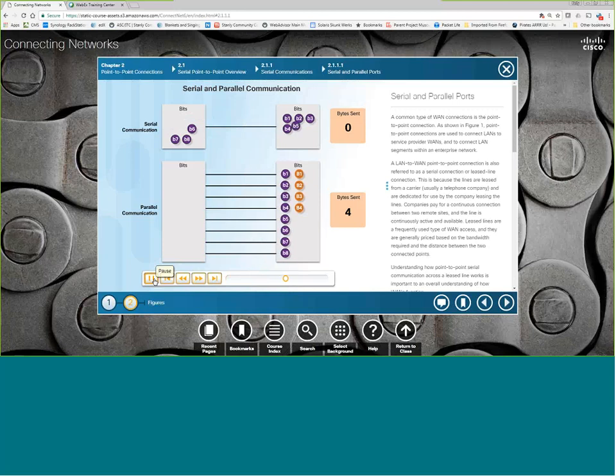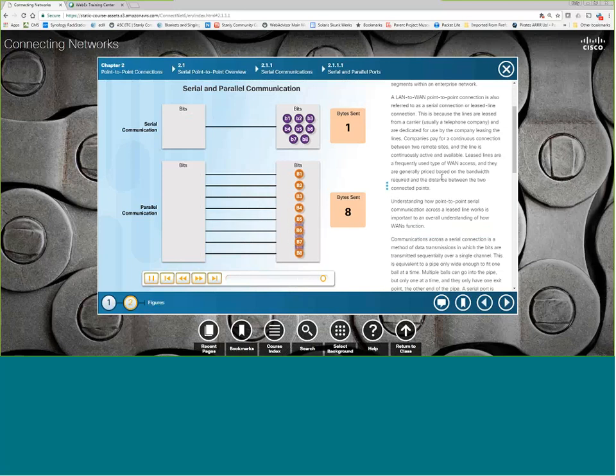So in the bottom parallel channel, you're sending a byte at a time, whereas up above it, in serial communication, you're sending 1 bit at a time, and so it takes much, much longer for data to be sent in a serial connection versus a parallel connection.